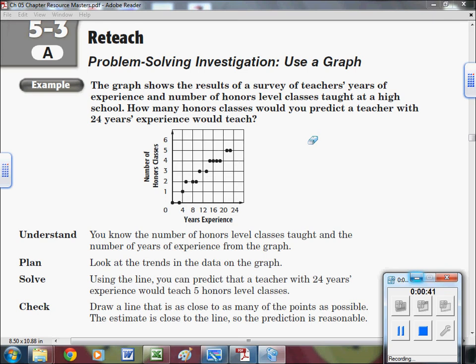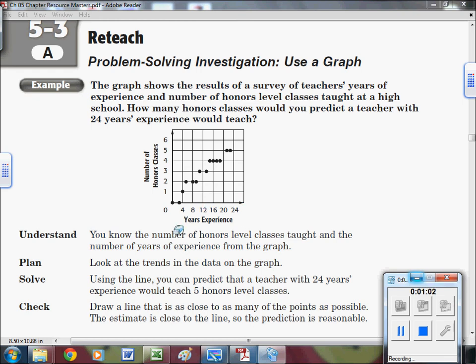All right, so let's see. In this example, it says the graph shows the results of a survey of teachers' years of experience and number of honors level classes taught at a high school. And it then goes on to say, how many honors classes would you predict a teacher with 24 years of experience would teach? Meaning they're asking for 24 years.